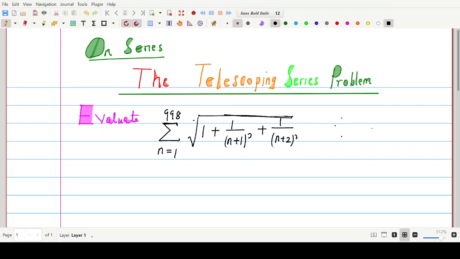So let's get over to solving this particular problem. Now we are to evaluate this sum. This is an example of a telescoping series. Now, what is a telescoping series? Before that, it may not appear as a telescoping series because of the radical sign. So we try as much as possible to reduce it to a telescoping series, which I will soon define.